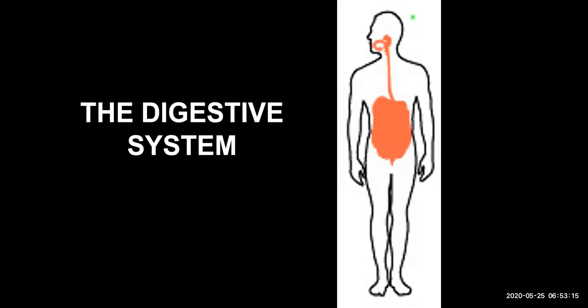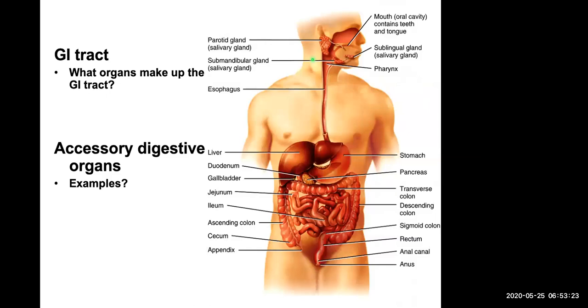Hello. Today we're going to talk about the digestive system. So the digestive system is made up of two primary components.